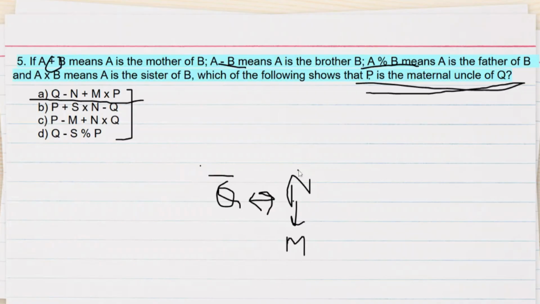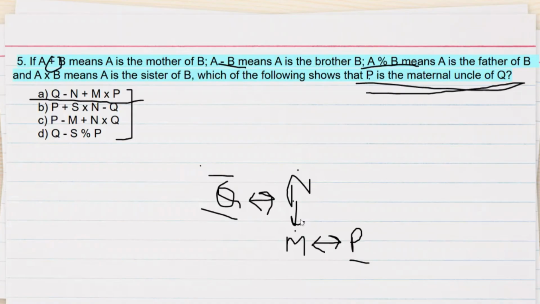So N is the mother, it's the female. Okay. M multiply P means what? A multiply B means A is the sister of B. So M is the sister of P. M is a sister, again it is female. So these two are siblings. M and P both are siblings. Now come to the question. What is asked in the question? P is the maternal uncle of Q.